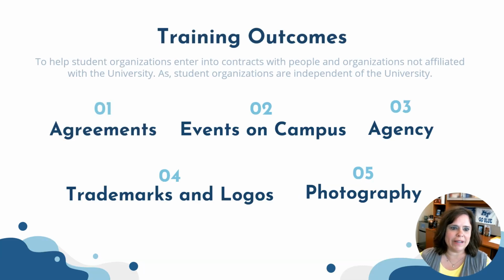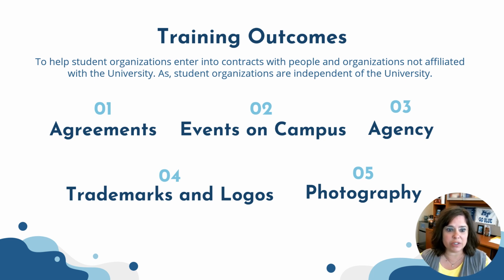So at some point in time, student organizations are most likely going to want to talk with someone outside of the university. So this training is meant to help in those efforts, understanding what it looks like and how it will work. It's important for you to know that student organizations are independent of the university. That's a really important piece. And so when you're entering into a contract with someone or an agreement with someone, you are entering in as the student organization and that outside entity. That has nothing to do with the university.